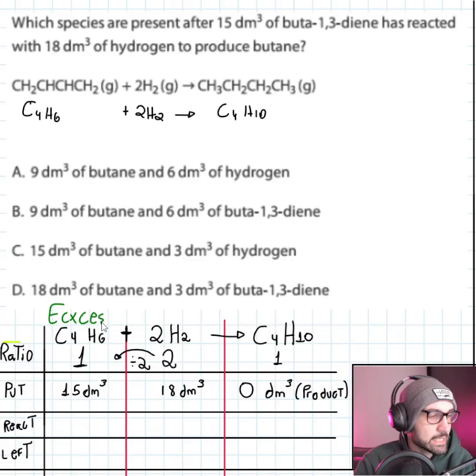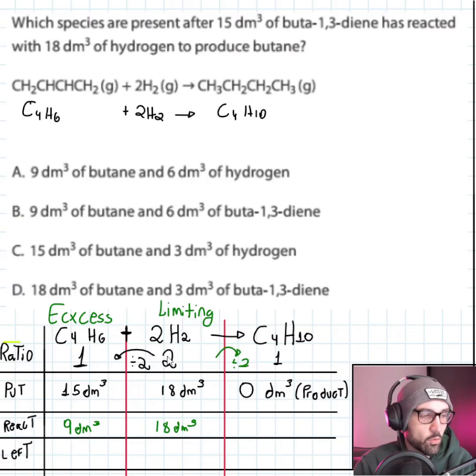So C4H6 is my excess reactant. Because if the coefficient is 1 to 2, I should have half of C4H6 than I have of H2. So I should have 9 liters of that to react with 18 liters of that. So therefore, this is my limiting reactant and it follows all the stoichiometry of that. So it's going to produce half of 2 in order to go from 2 to 1. I'm going to produce half of that. So 9 liters. And this is a product, right?